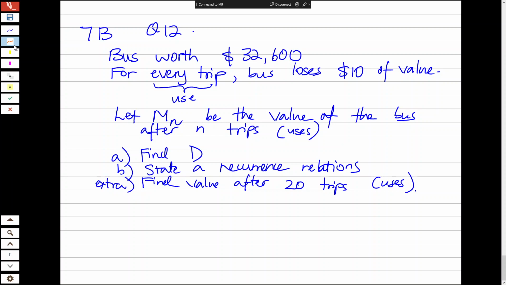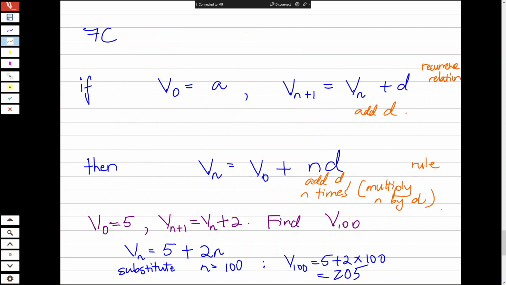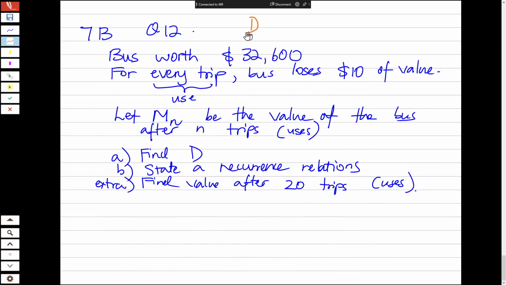So what is D here? You may need to go back to the notes we took from a previous slide. What does D represent? The amount. The cost of one use. Okay, that's why it's called unit cost depreciation, because I'm modeling how much value is lost for one use. Isn't the cost of one use $10? Oh, yes, it is. Thank you. So here, D equals 10.